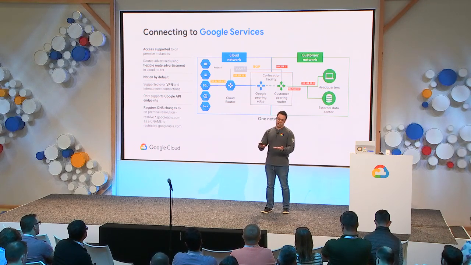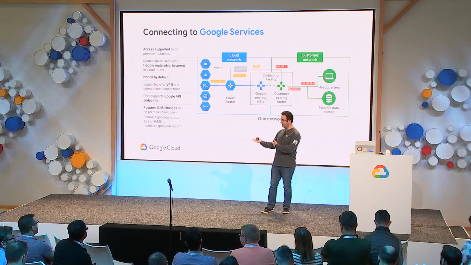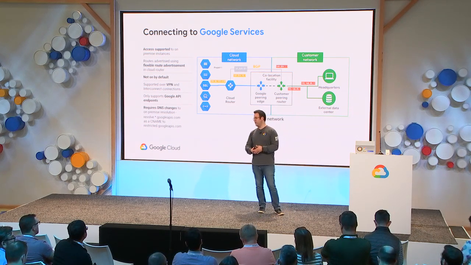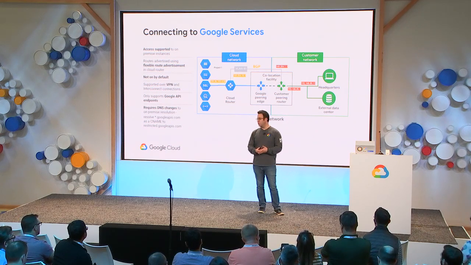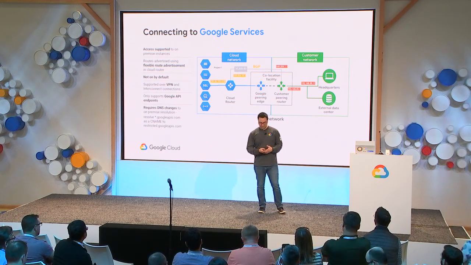So the Cloud Router actually allows you to program which routes you would want to advertise, and by advertising this range and making the necessary DNS changes, you can actually connect back from on-prem to Google API services natively.